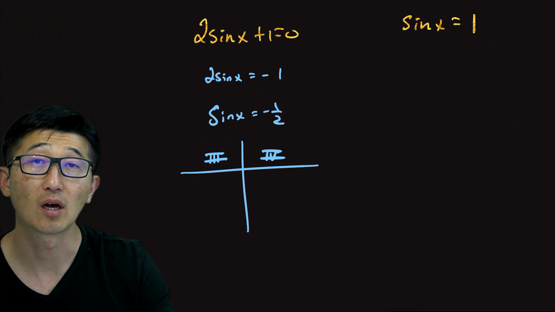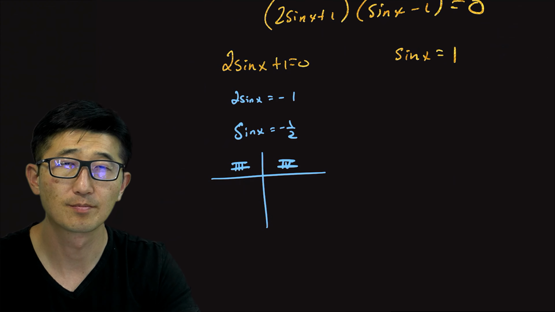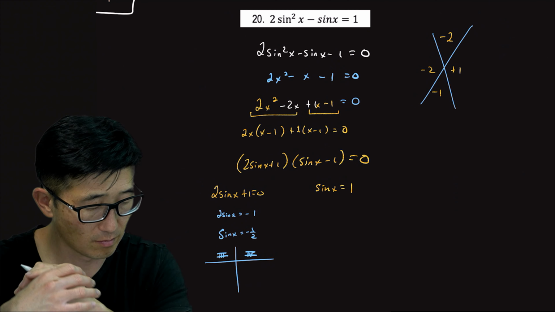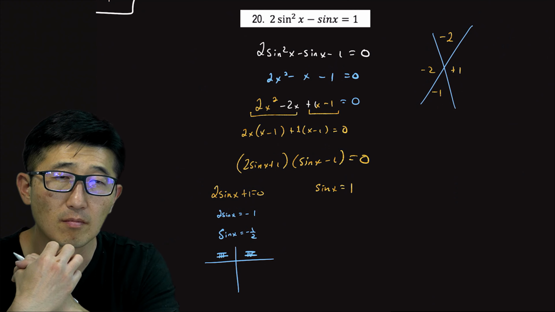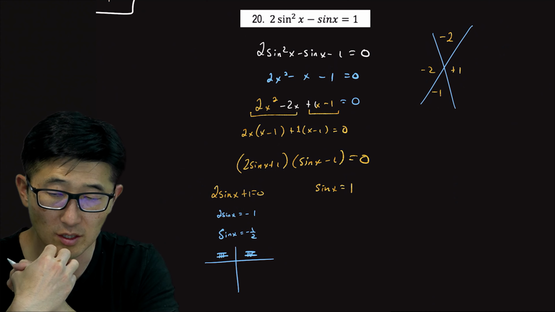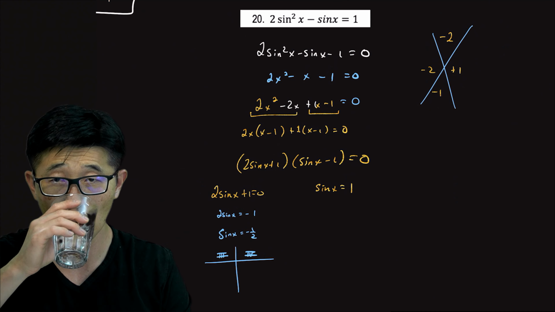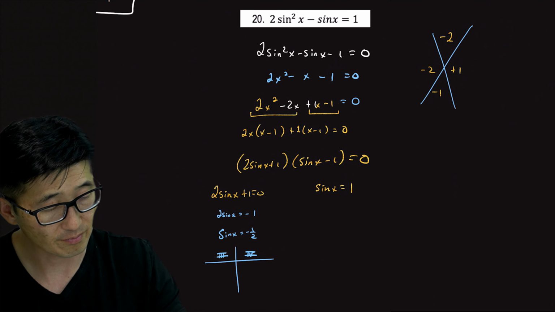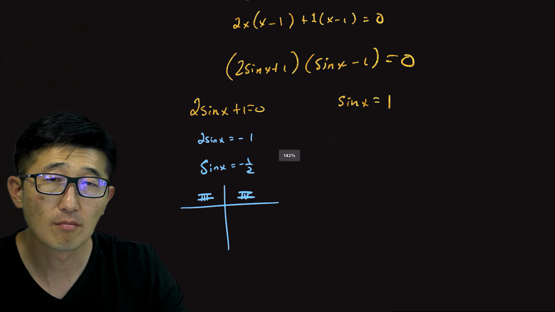Okay. How far did you get? Did you get to this point? No, not yet. I'm almost there. Tell me when you get there. Okay. So I got to sine x equals -1/2 and sine x equals 1.